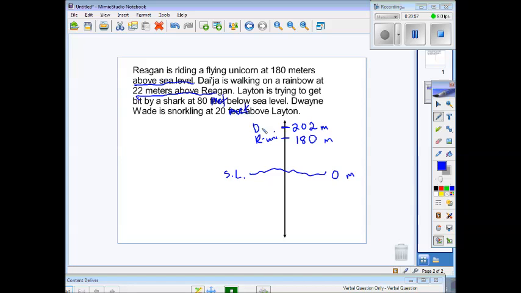So we'll put D rain. Deja's walking on a rainbow. D rain. Now we're going to go to the other side of it, and I'm going to put these ones in red because when you think of negatives, a lot of times red is how you represent negatives. So now we got Leighton is trying to get bit by a shark at 80 feet below, or 80 meters below sea level, right? Now that's easy because it said below sea level. So we know right away Leighton's going to be down here somewhere trying to get bit by a shark. Shark teeth.